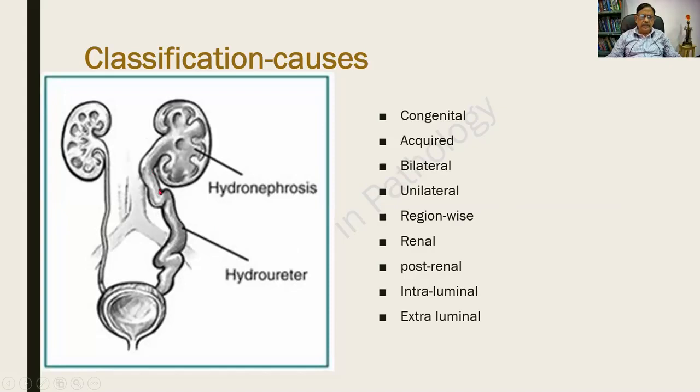It can be obstruction within the lumen or it can be outside the lumen. Look at the ways by which we can divide. So this is a very logical sequence which I would like you people to understand. Once you know this, probably the causes you will be able to recollect.